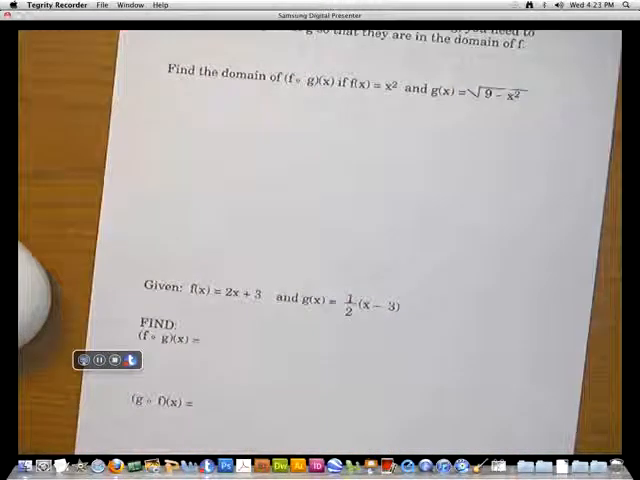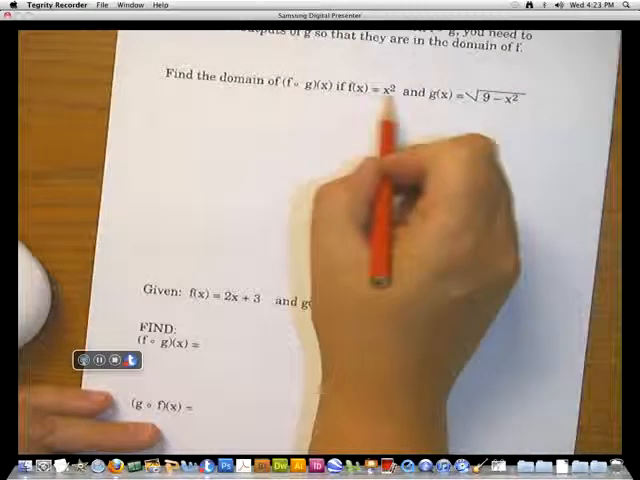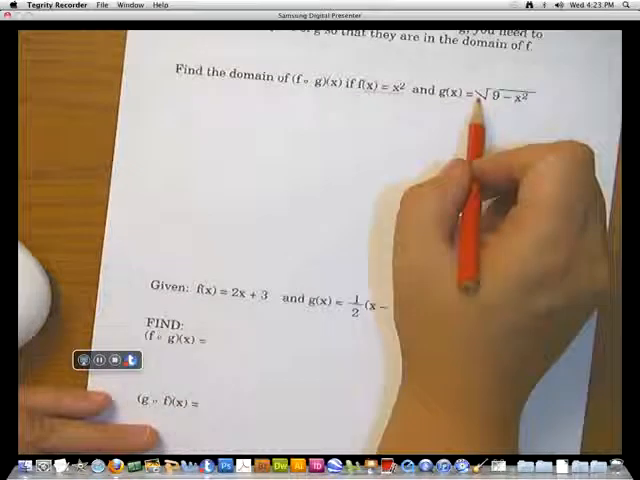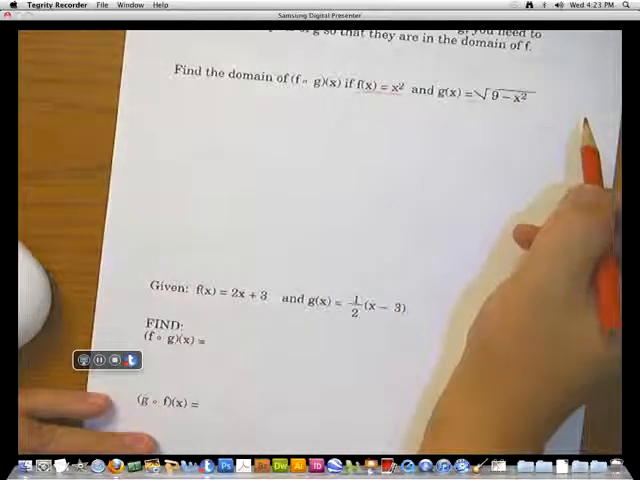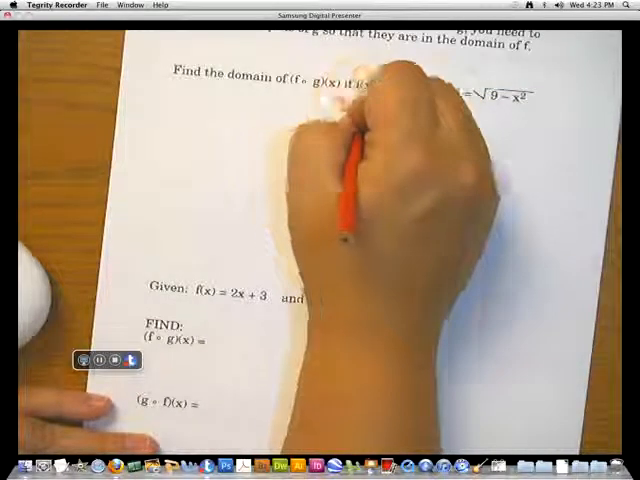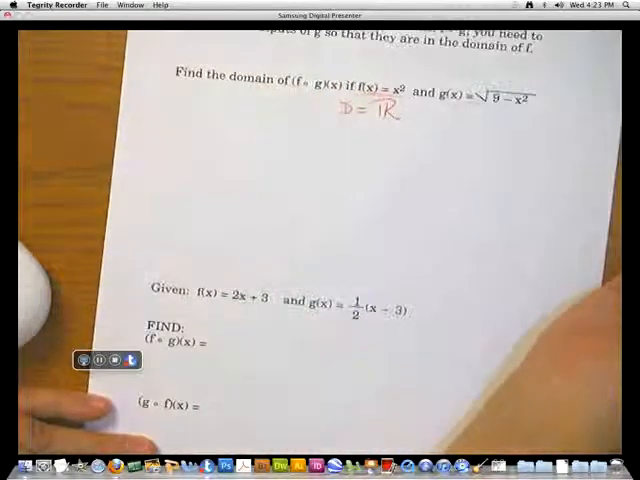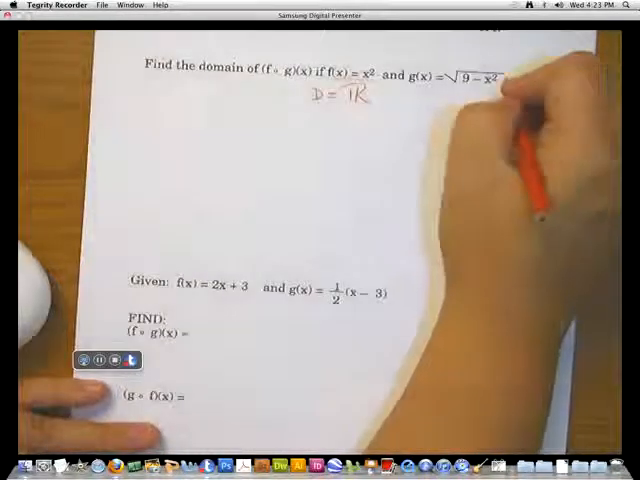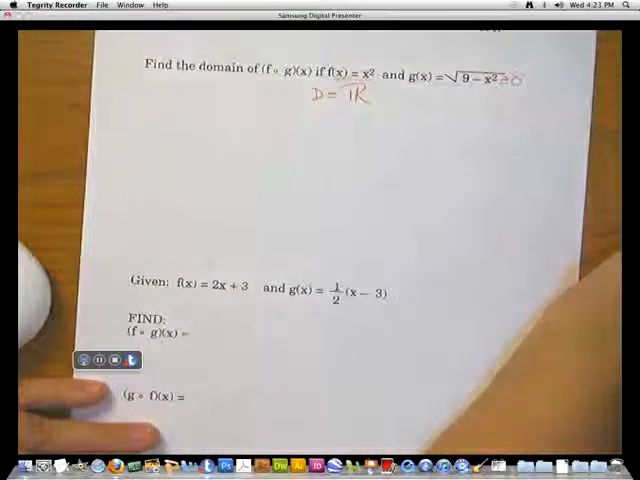All right. To find the domain of a composite function, you need to restrict the outputs of g so that they are in the domain of f. So we're going to find the domain of the composite f of g if we know f is x squared and g is a square root. Well, the first thing we need to know is the domain of each of them at the beginning. The domain of a parabola is all reals. For a square root, I set it greater than or equal to 0.